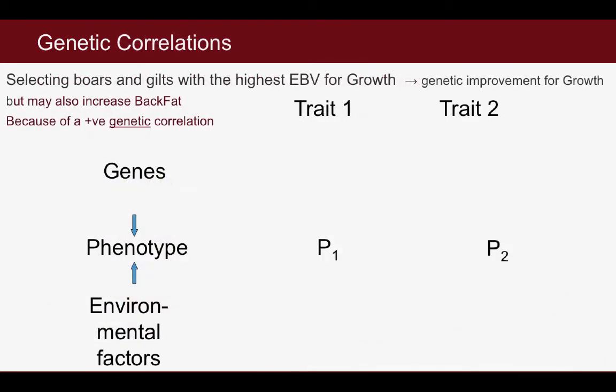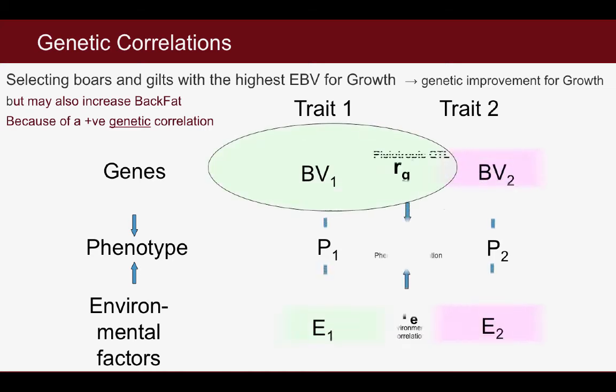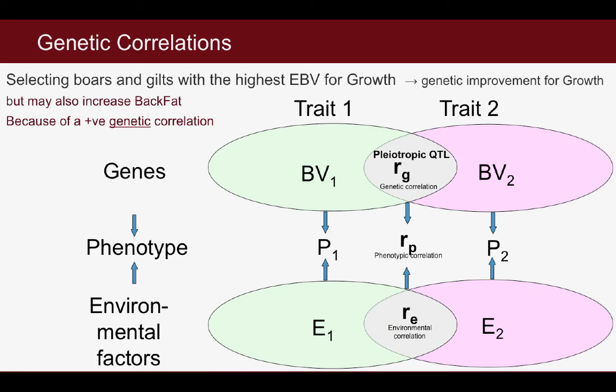However, selecting for growth not only results in genetic change in growth, but also in any other trait that has a genetic correlation with growth. For example, back fat has a positive genetic correlation with growth rate, so selecting for growth also tends to increase back fat. Genetic correlations represent correlations between breeding values. So the genetic correlation between growth and back fat is equal to the correlation of the true breeding values of individuals in a population for growth with their true breeding values for back fat.